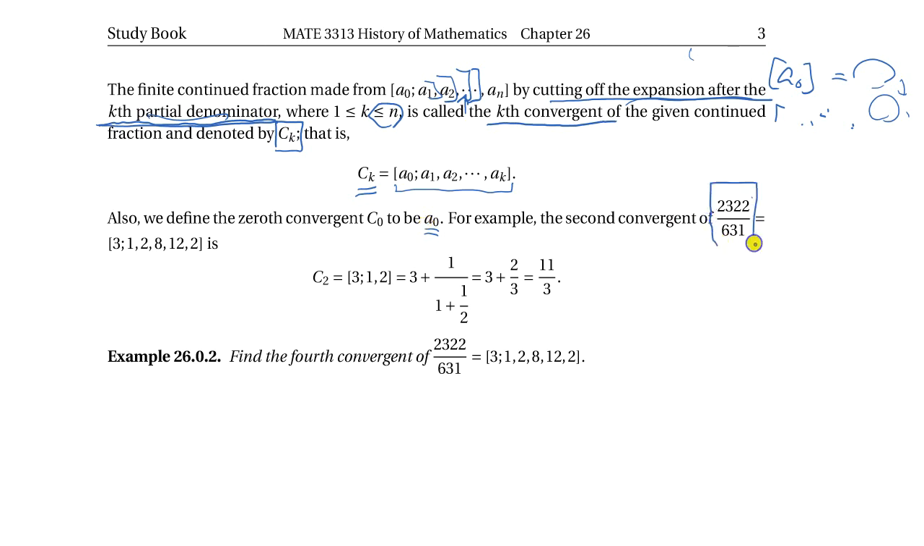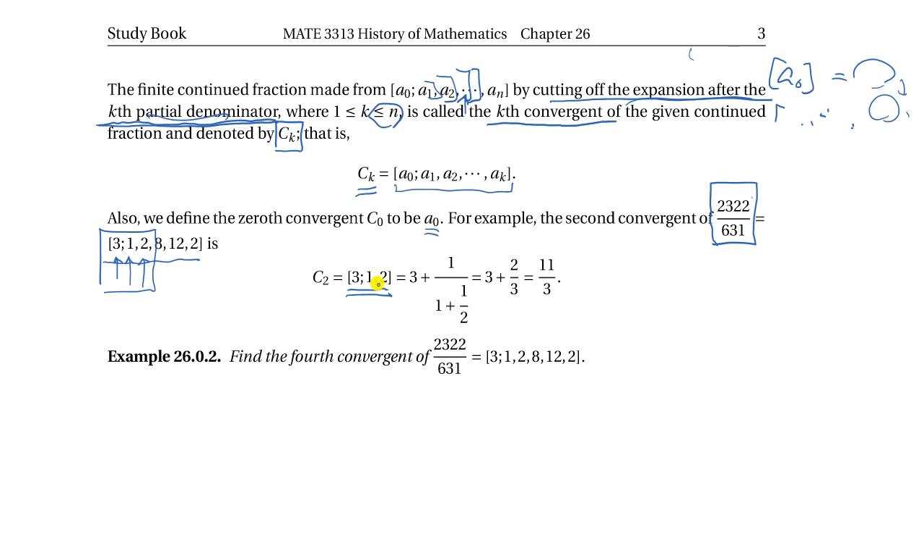If our given rational number is P over Q, which is 2322 over 631, then after you calculate it, we got that finite simple continued fraction form like this one. Then what is C2? That is k equals 0, k equals 1, k equals 2, right? So we are looking for this much. So C sub 2 is the same as that one.